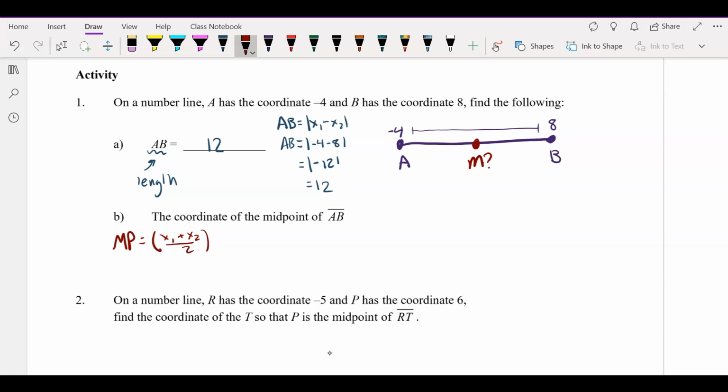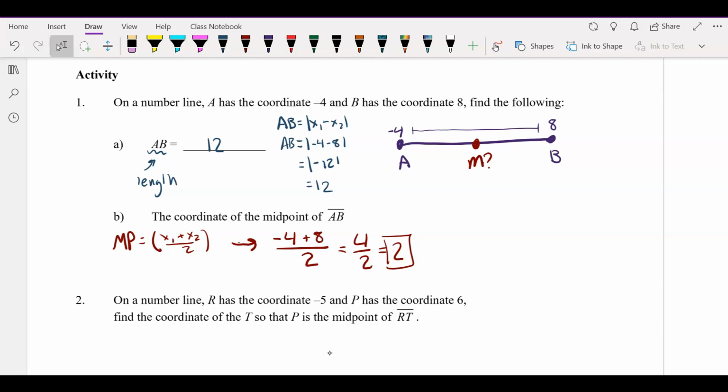And now because this is not a coordinate, we're going to be using this formula here because we're just looking at two different numbers. So we're going to have negative 4 plus 8 divided by 2 equals 4 over 2. And always reduce your fractions. And then you'll have the coordinate for your midpoint is 2.